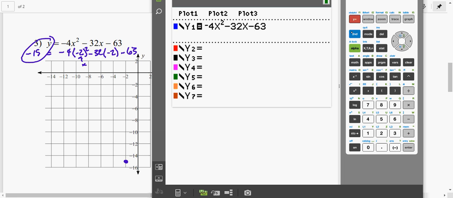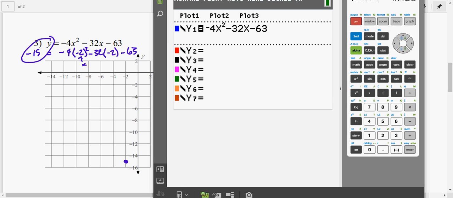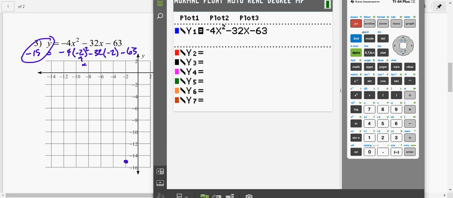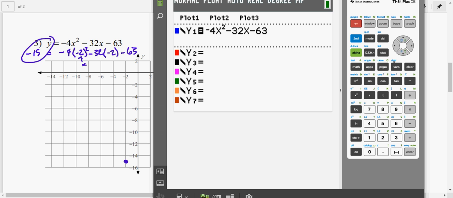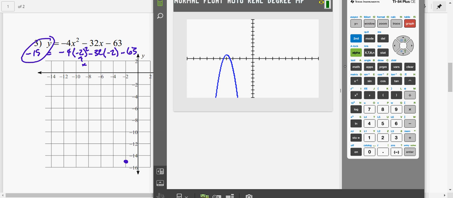So what you're going to do is get your calculator. Hit the y equals button at the top left, and you just enter in the equation. You start with the negative button down here. The x is right next to the alpha key. Then you can hit this little button right here, x squared. And then minus 32x, all that. And you hit graph. Oh, there it is.